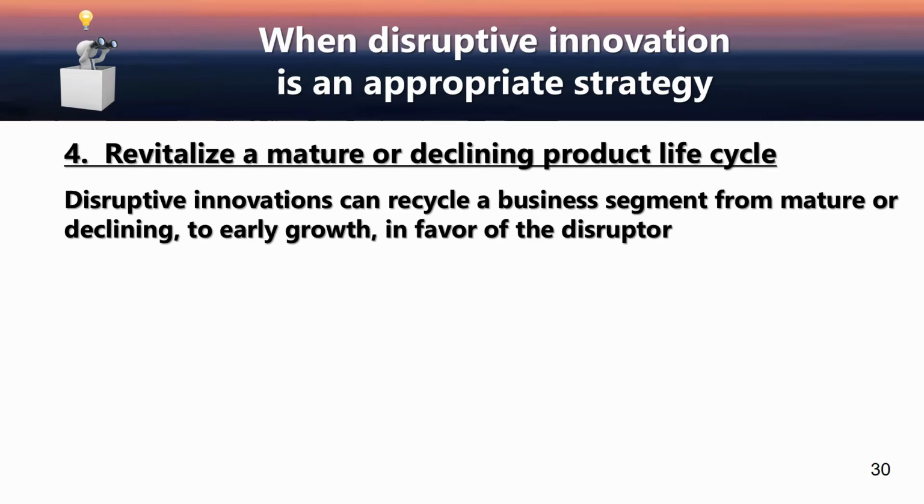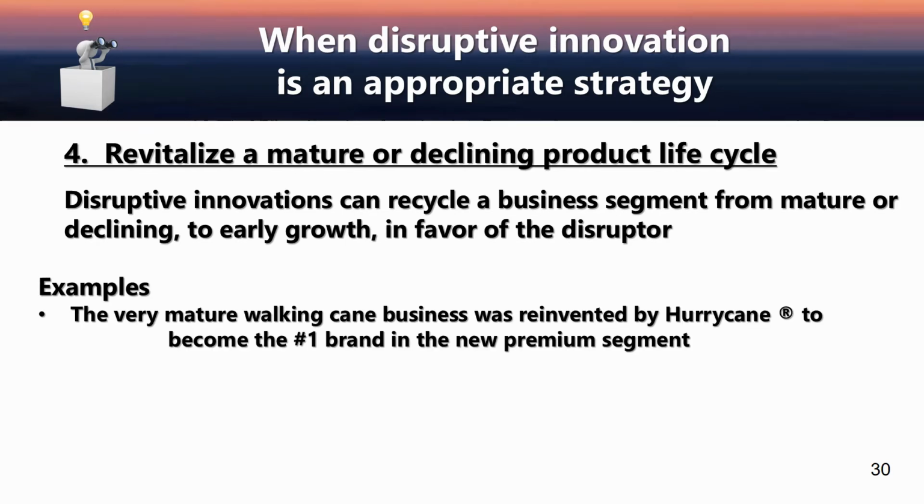4. Revitalize a mature or declining product life cycle. Disruptive innovations can recycle a business segment from mature or declining to early growth in favor of the disruptor. The very mature walking cane business was reinvented by Hurricane to become the #1 brand in the new premium segment.